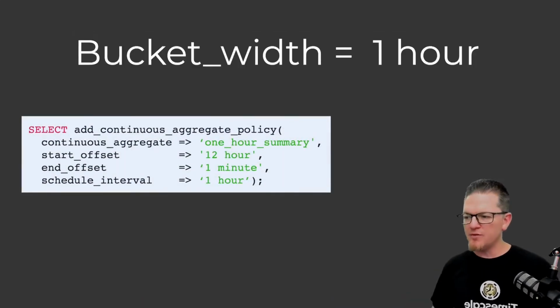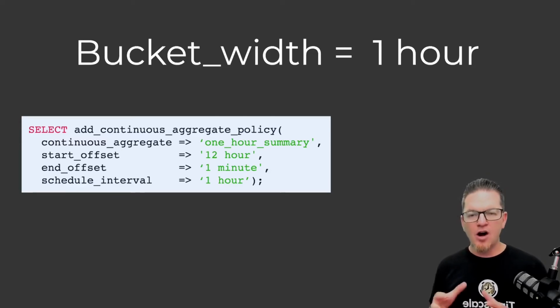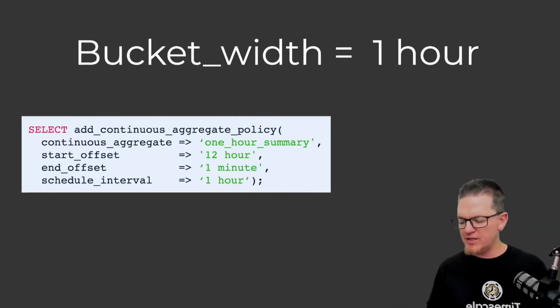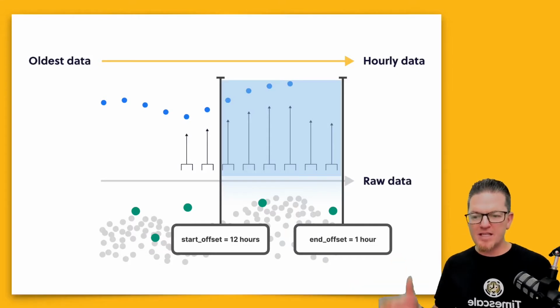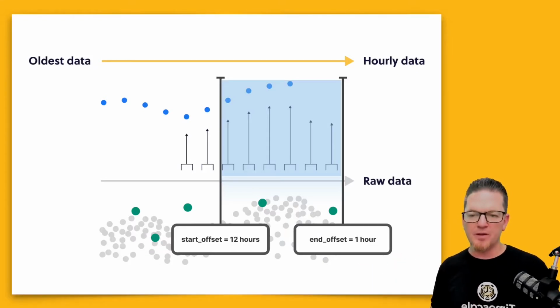So let's say we have a bucket width of 1 hour. That's what I've been showing you through this video. So we're going to take 1 hour time buckets. And for my application, I care most about the last 12 hours of data. So I want to make sure the last 12 hours are always up to date. And so I'm going to run this schedule every hour, and I'm going to look at the last 12 hours and see if any green dots have changed. In this example, that is represented by this blue window.